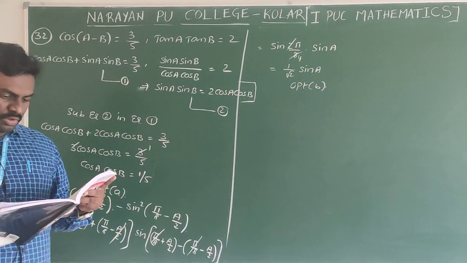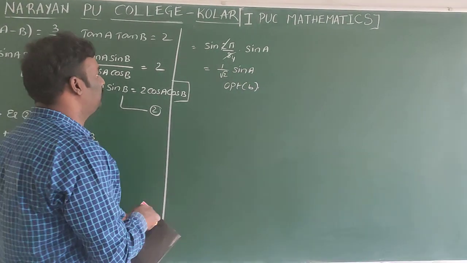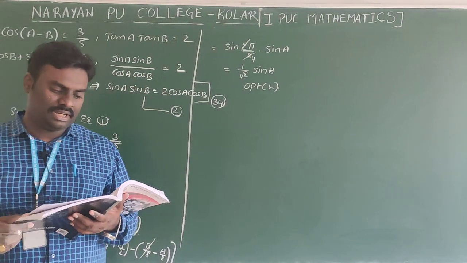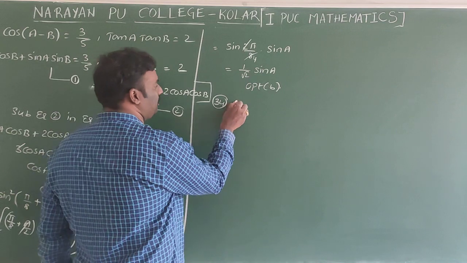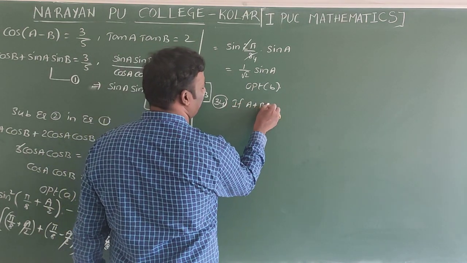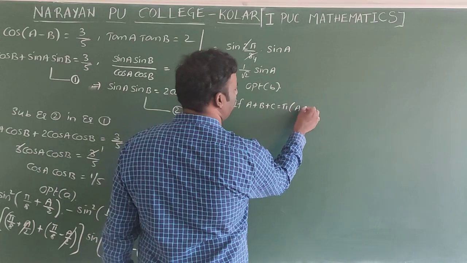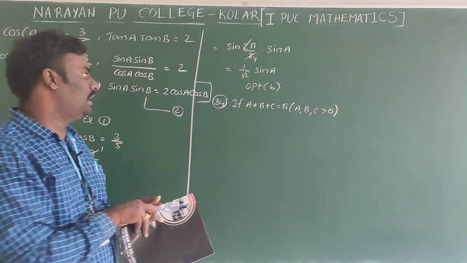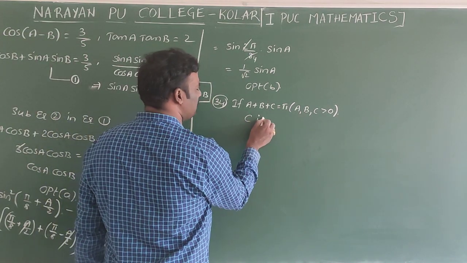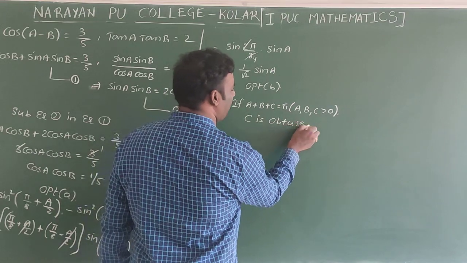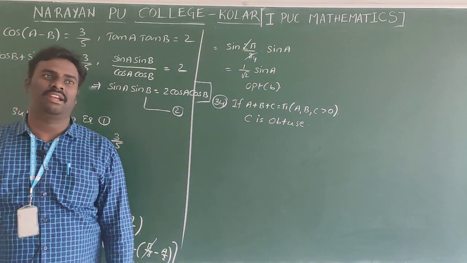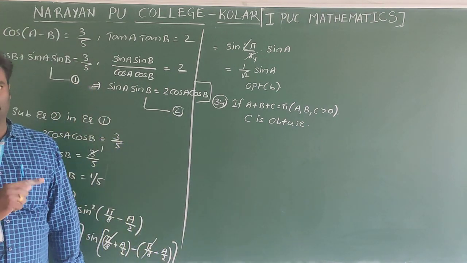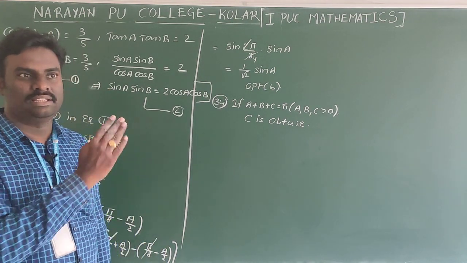Next, we will discuss question number 34. In question number 34, they have given that A plus B plus C equals pi, 180. In this, A, B, C are greater than 0, positive angles, and C is an obtuse angle. Whenever C is obtuse, the remaining A and B are acute. Why? Because the sum of angles in a triangle is 180. One is already obtuse, which means the remaining 2 angles are below 90. That is nothing but acute only.